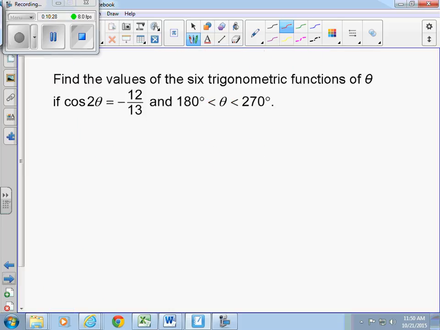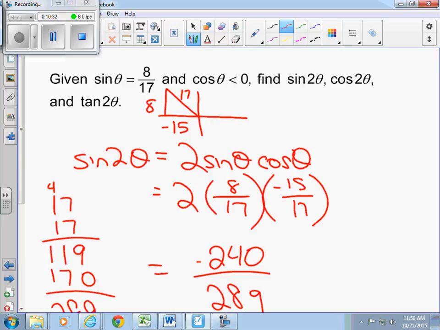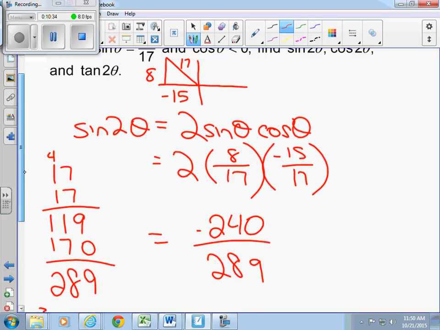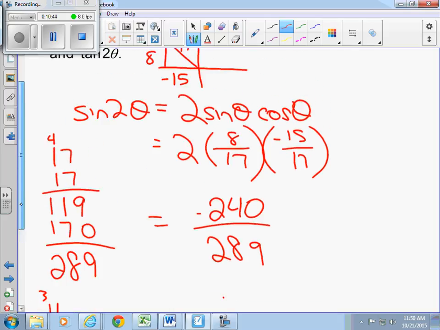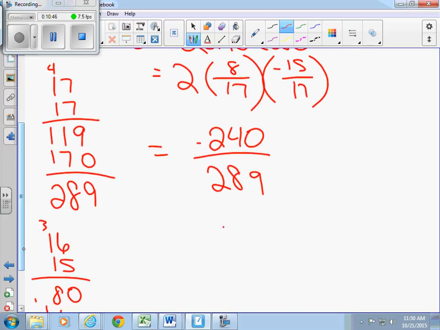Find the values of the 6 trig functions. Oh wait, I didn't finish. I found sine of 2 theta. I also want cosine of 2 theta and tangent of 2 theta. I have options on tangent, but for cosine I'm going to have to do an identity. I will select my calculator just for speed at this point.